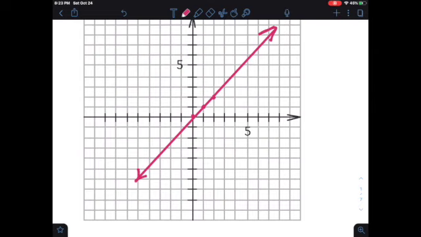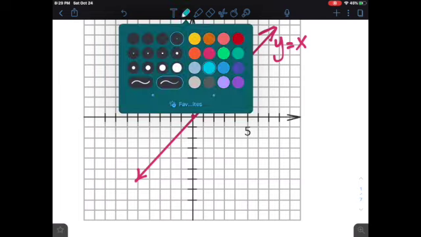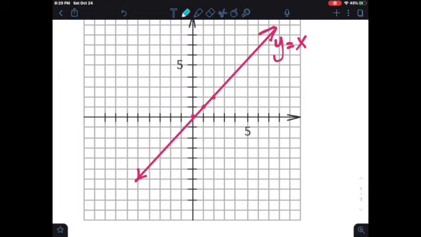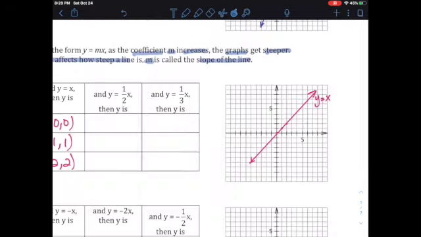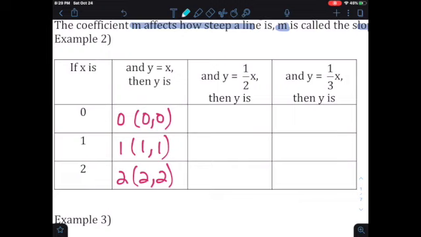And that is y equals x. On to the second line. If you plug in, and it's a fraction, don't panic, okay? If you put in 0, it's still going to be 0. And that's going to be 0, comma 0.